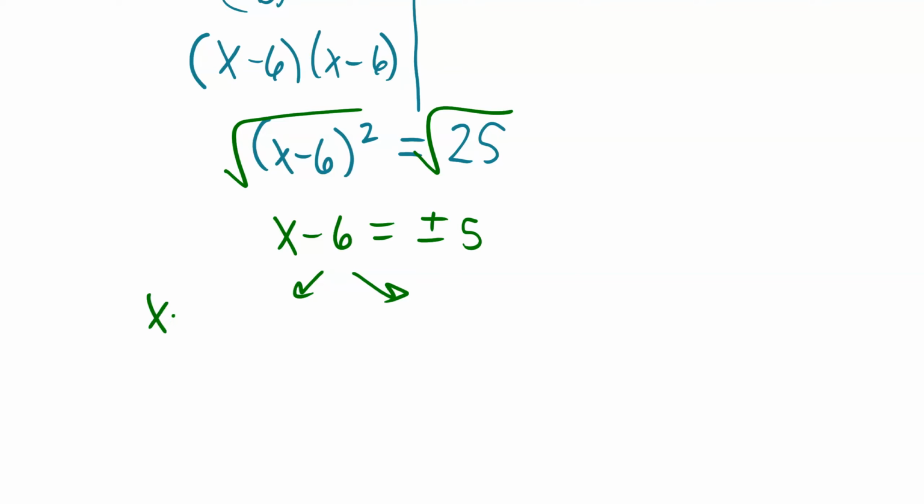Okay, so I have x minus 6 equals negative 5. x minus 6 equals positive 5. Add 6 on both sides. I have x equals 1 and x equals 11.